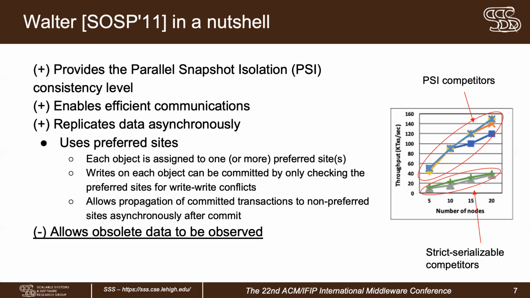So, as a conclusion, Walter provides efficiency in terms of communications, but on the other hand, it also allows observing obsolete versions of data. The right plot here shows that the performance of a PSI protocol such as Walter is much better than the performance of a strict serializable protocol.